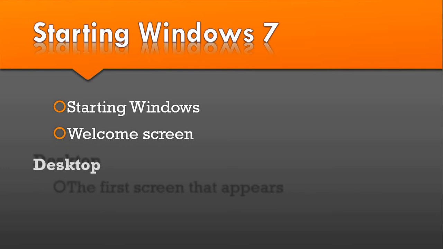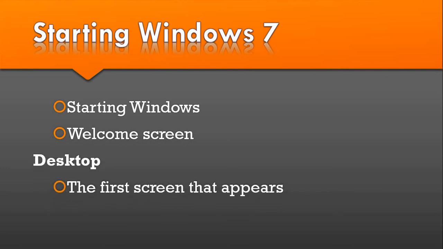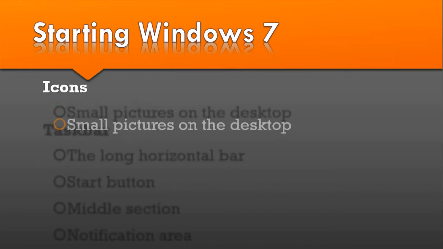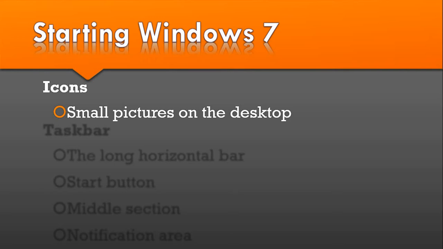The first screen that appears after loading the Windows operating system is called desktop. The computer's desktop contains all the useful and frequently used programs and it consists of icons and taskbar. The icons are the small pictures on the desktop. When you double click on an icon, it will open the program and it gets executed.